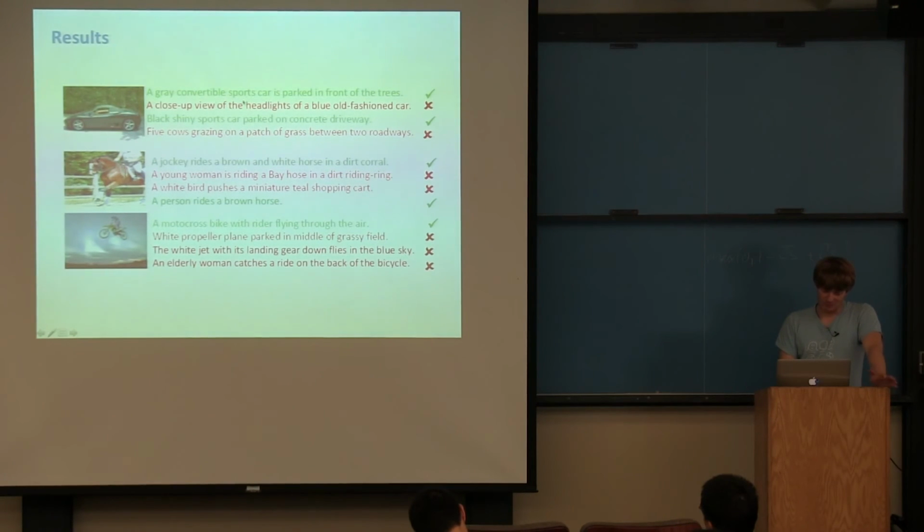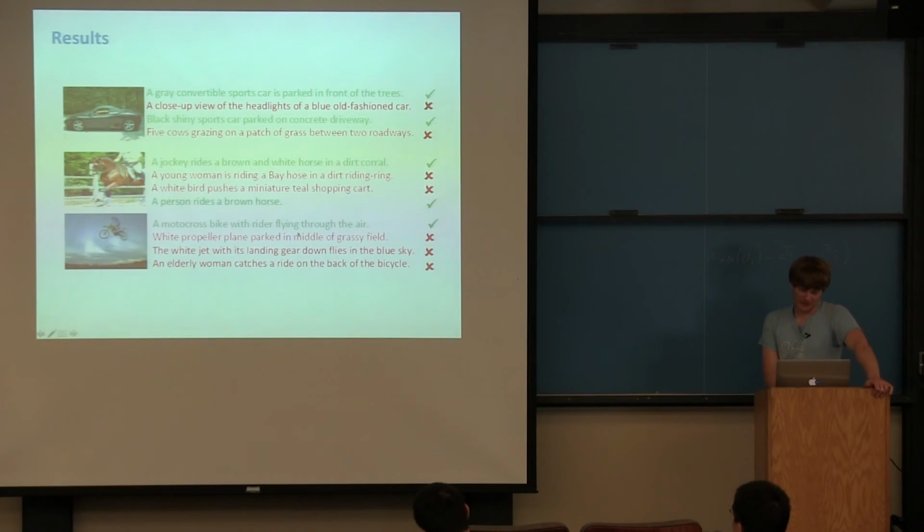So here you see, in some cases, the model does pretty well. Sometimes the second one is officially wrong in the evaluation, but it's not so bad. "Young woman was riding a bay horse in a dirt riding ring" could actually be correct, but it's officially the sentence describing a different image. Here, the first one was correct, and a bunch of the other ones were wrong, and you can kind of understand why if you know a little bit about vision and what kinds of features these deep learning models are picking up. White propeller plane: you have something white that also looks like a white jet, and the propeller might be confused with the wheel, and so on. And this one is kind of interesting also. "An elderly woman catches a ride on the back of the bicycle" is in some ways ridiculous, but if you look at several n-grams, it's actually not so far off, right?